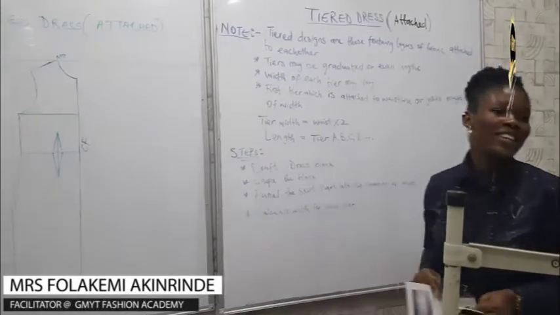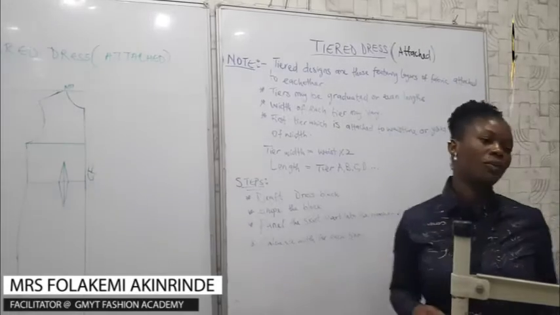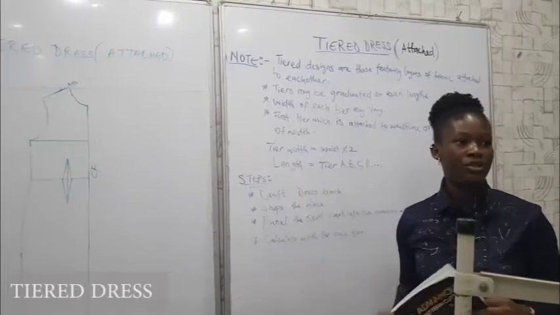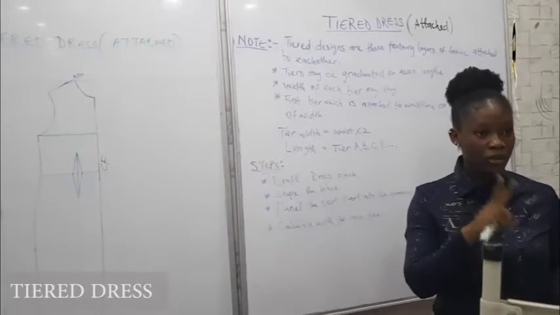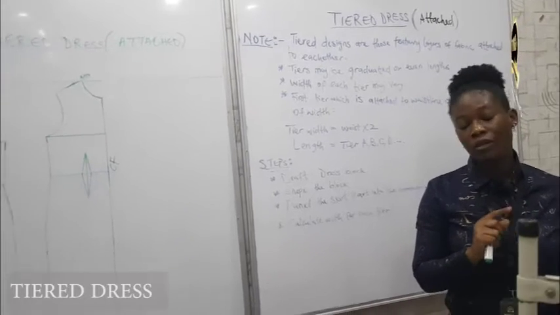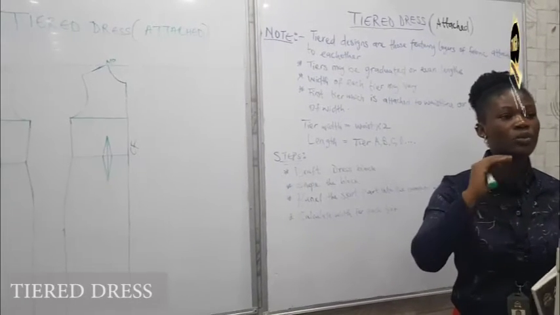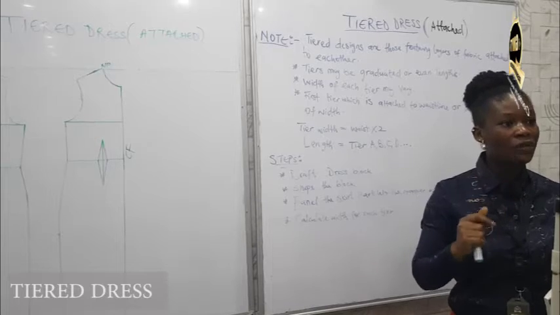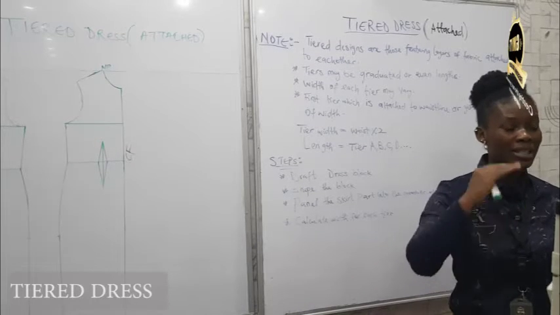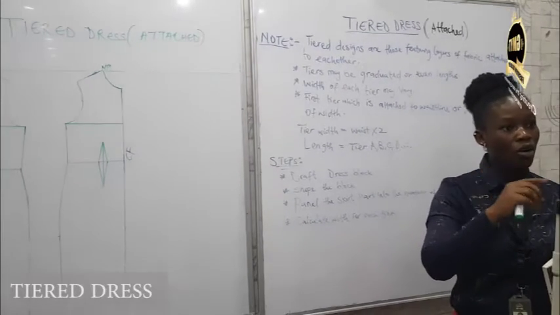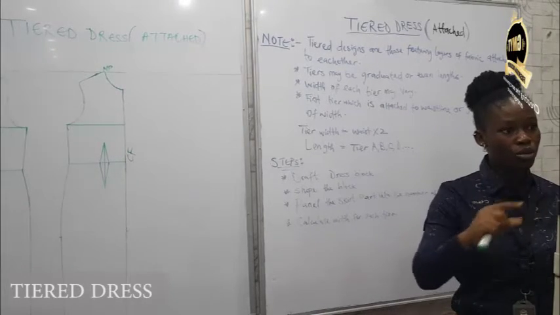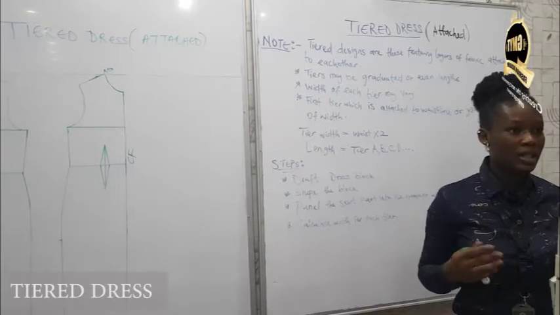Okay, so today we'll be learning our tiered dress. We have two types of tiered dress. First of all, what is the meaning of tiered? Tiered is when you deal with something that has layers. In fashion, there are designs that you see that have steps, or are in steps in rows. So we call them tiers.